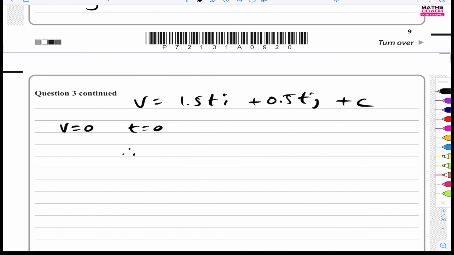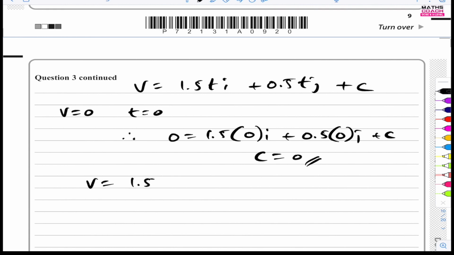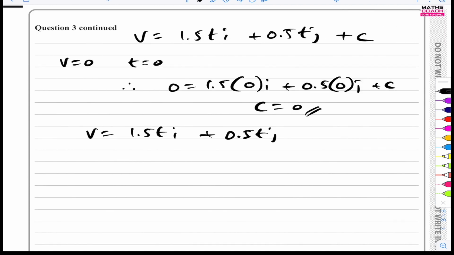So therefore, what do we have? We have 0 is equal to 1.5 times 0i plus 0.5. I won't do this again if this is 0, because it's just a waste of time. You know it's going to be 0 plus c. So c is equal to 0. So therefore, v is 1.5ti plus 0.5tj plus 0, which we don't need. Okay, that's v. What did I say we are going to do? We're going to integrate again.